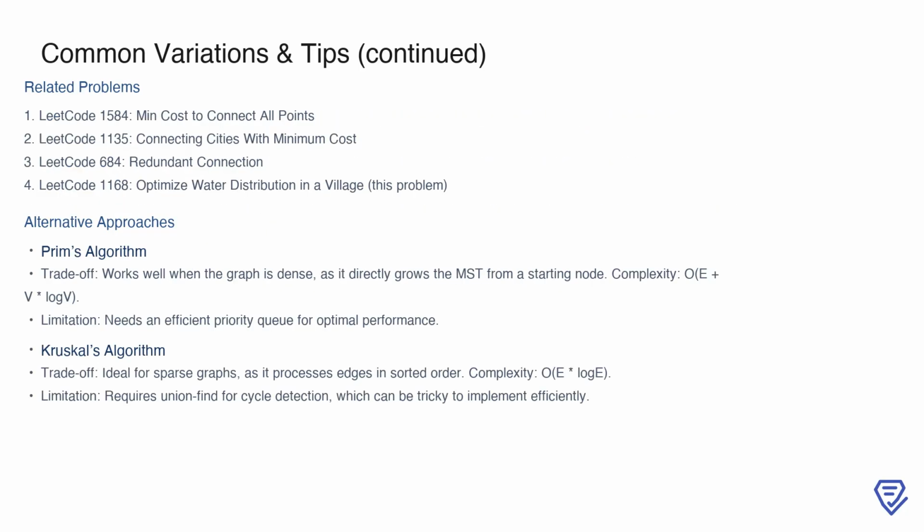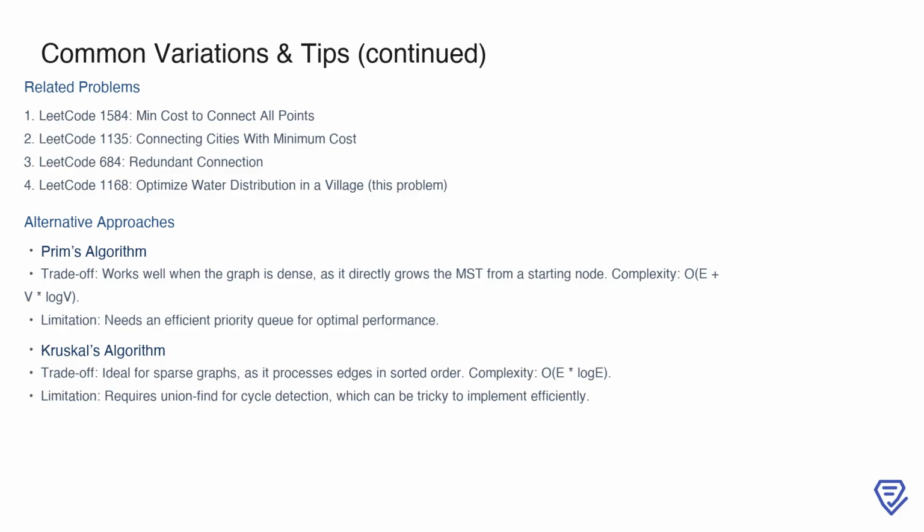This problem is closely related to several other graph optimization problems, which can give you additional practice and insight. For example, LeetCode 1584, min cost to connect all points, and LeetCode 1135, connecting cities with minimum cost, also involve finding minimum spanning trees. LeetCode 684, redundant connection, focuses on cycle detection, which is a key component of Kruskal's algorithm. Exploring these related problems can deepen your understanding of graph concepts and techniques.